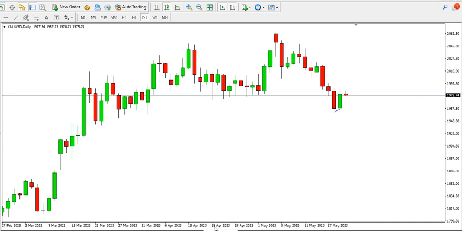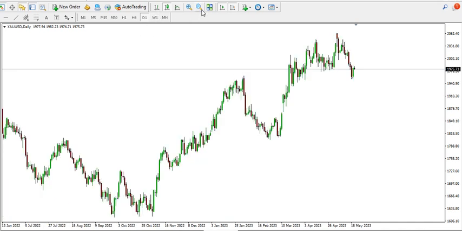Today we'll be looking at how we can scalp gold and some currency pairs on the smaller time frames. But before we go into the smaller time frames, we are going to take a look at what has happened on the higher time frames.